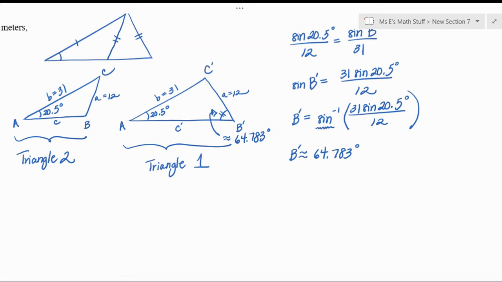So let's just finish triangle 1, and then we can transition to solving for triangle 2. So next, I say let's get angle C prime. C prime would be 180 degrees, take off the 20.5 degrees, and then take off that value that you have there for B prime. So calculating that, it looks like we end up with, let's see, let me just do it.